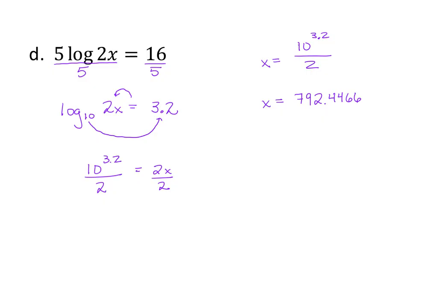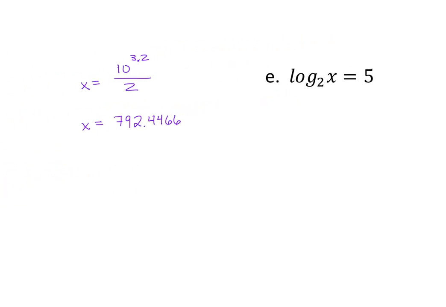All right, and same thing, we can think about this. 10 cubed is 1,000. If you divide that by 2, you get 500. 10 to the 4th power is going to be 10,000. And if you divide that by 2, you get 5,000. And so our answer should be somewhere between 500 and 5,000. 792 does fall within that range, and so we are good. All right, let's look at a couple others.